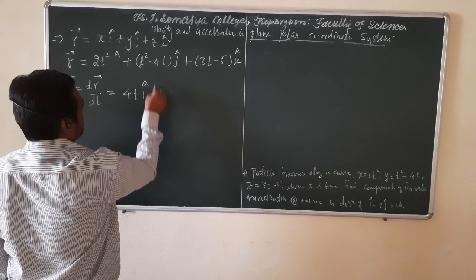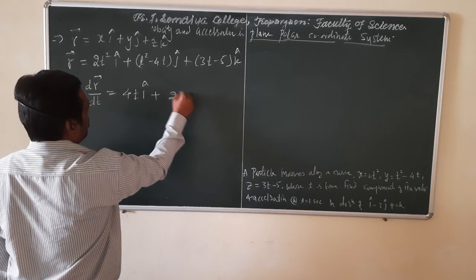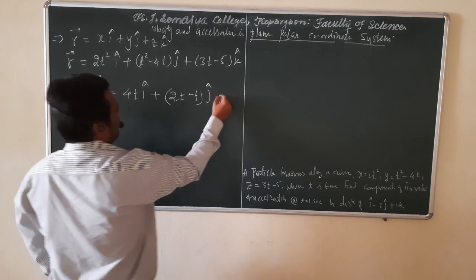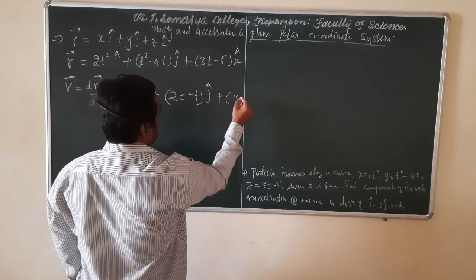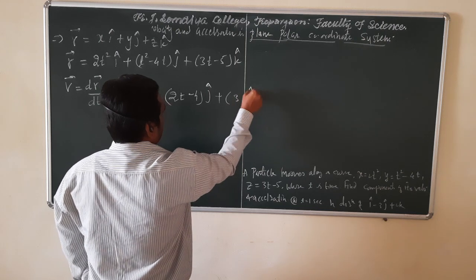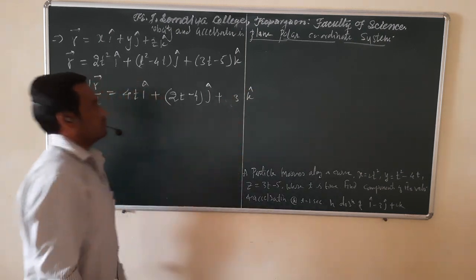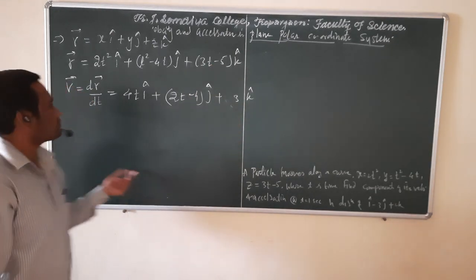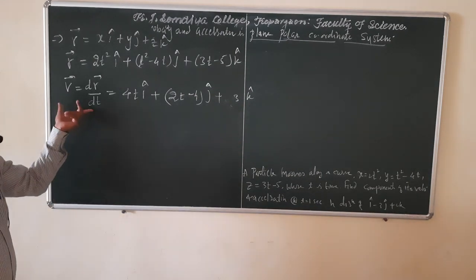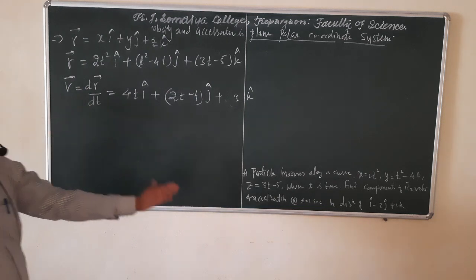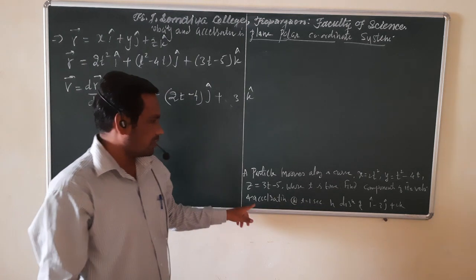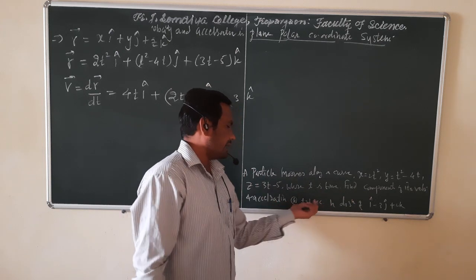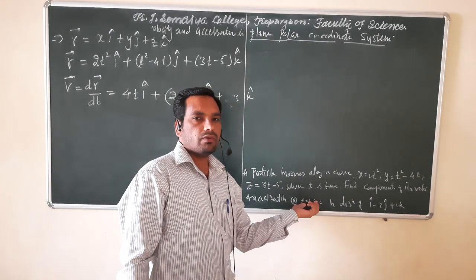Okay, plus if you take the derivative, it will become 2t minus 4 j cap, plus the derivative of this 3 into k cap, if you take the derivative with respect to time. Now we have to find out the velocity at time t equal to 1 second. Here we have asked for velocity and acceleration at t equal to 1 second.